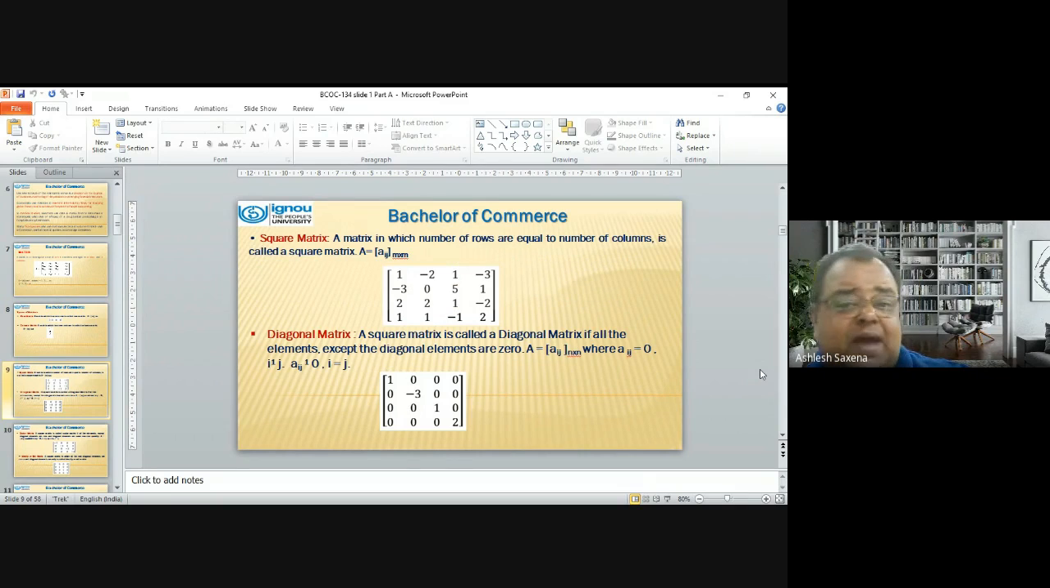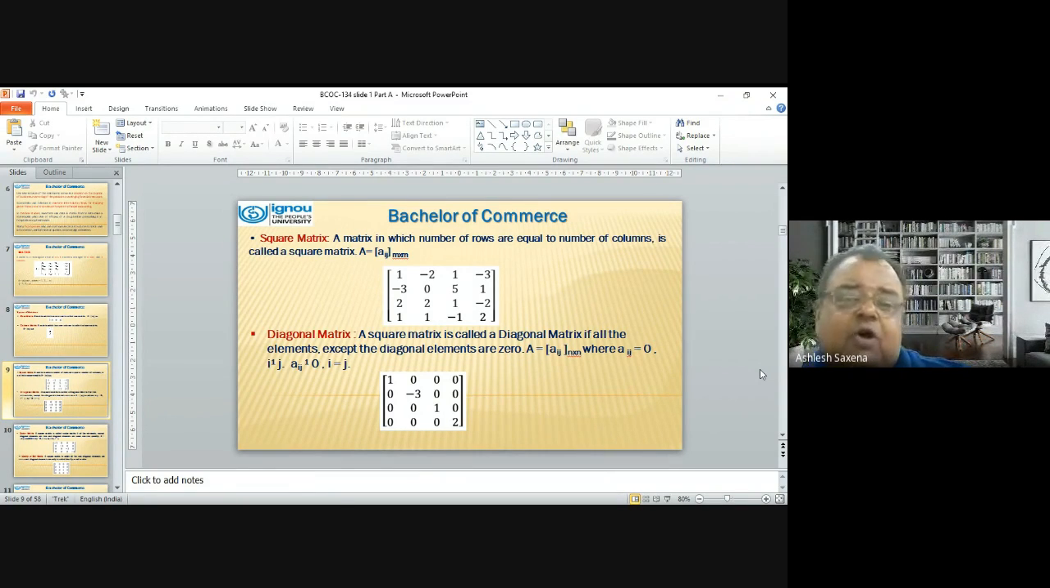Then comes your square matrix. If you talk in terms of square, a square is a geometrical figure which has all sides equal. So in matrix form, the number of rows and number of columns are the same. If the number of rows and number of columns are the same, it is a square matrix, and the matrix is represented by Aij, m into n. On the other hand, we can say that in a square matrix, we have an equal number of rows and an equal number of columns.